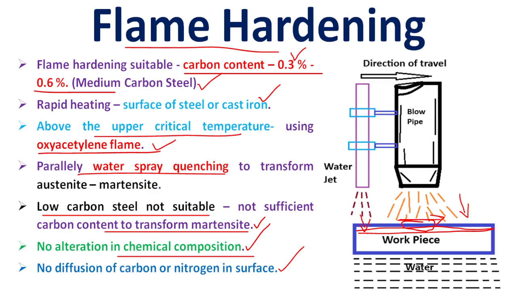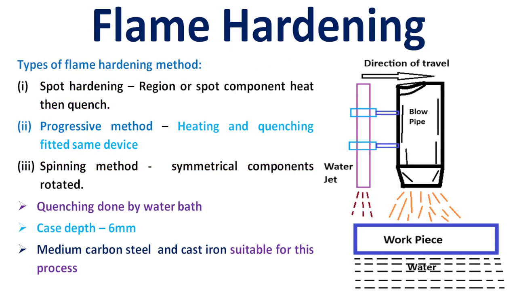In the flame hardening method we have three types: spot hardening, the progressive method and the spinning method. In spot hardening, a particular region or spot on the component is heated by one or more flames and then quenched.